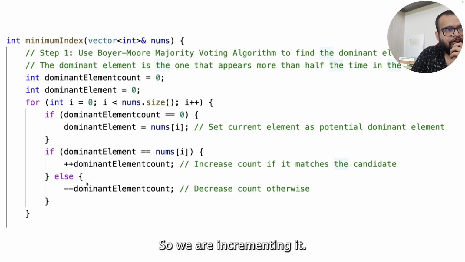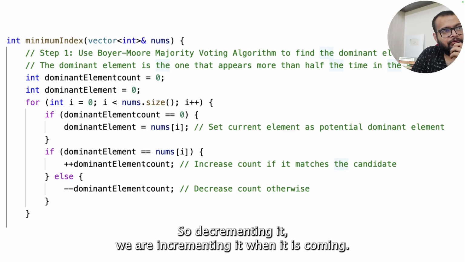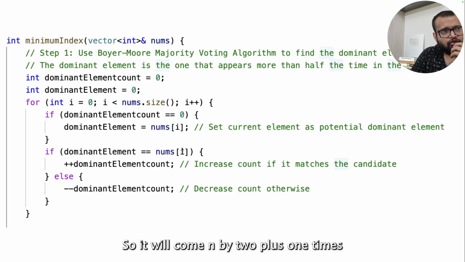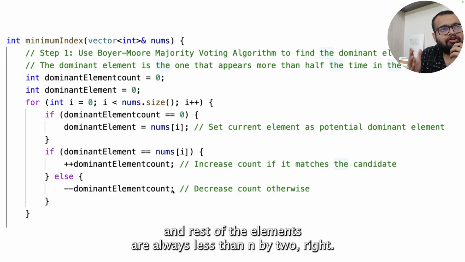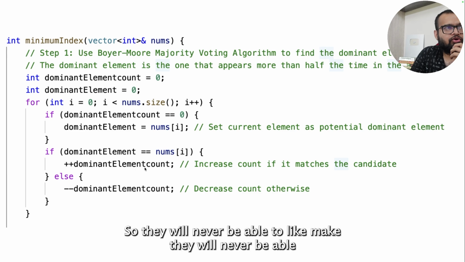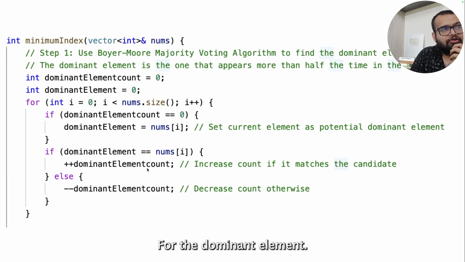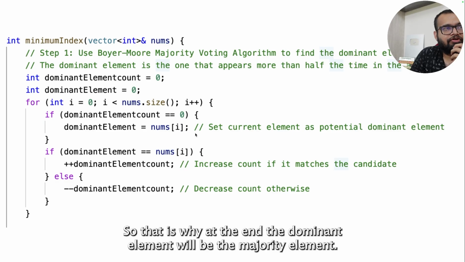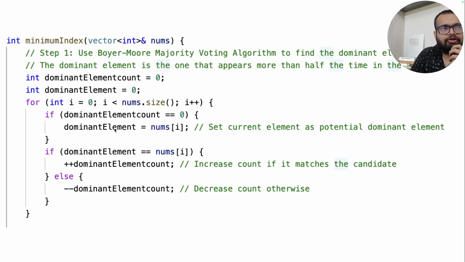right? So we are incrementing it or decrementing it. We are incrementing it when it is coming. So it will come n by 2 plus 1 times, and the rest of the elements are always less than n by 2, right? So they will never be able to reset the value for the dominant element. So that's why at the end the dominant element will be the majority element.